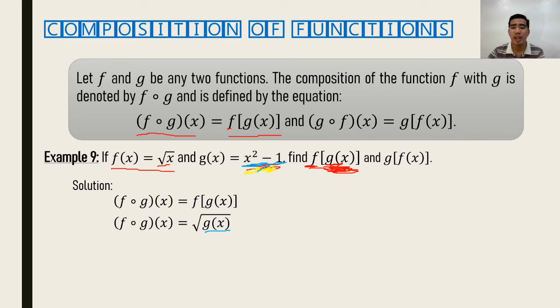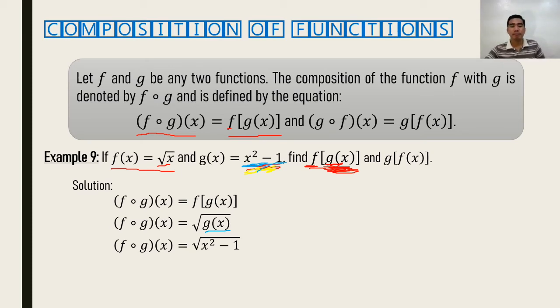Hopefully, did you understand? Sir, what happened? Why did it become x squared minus 1? Because the value of g of x is x squared minus 1. Okay? That's it.